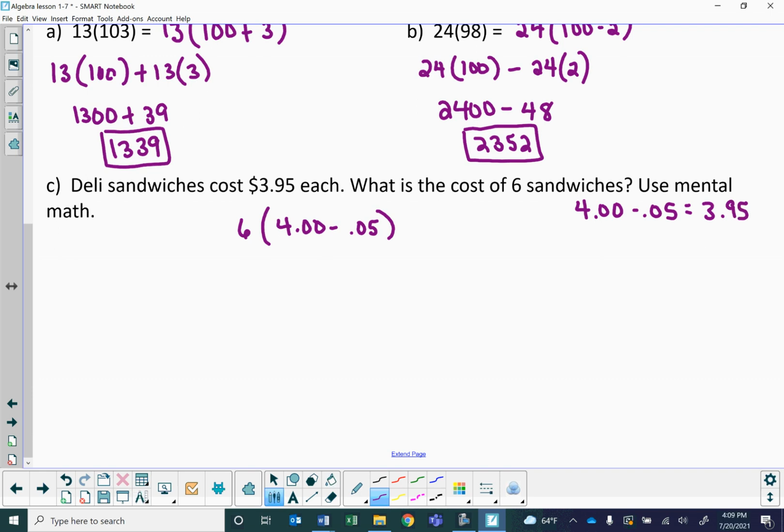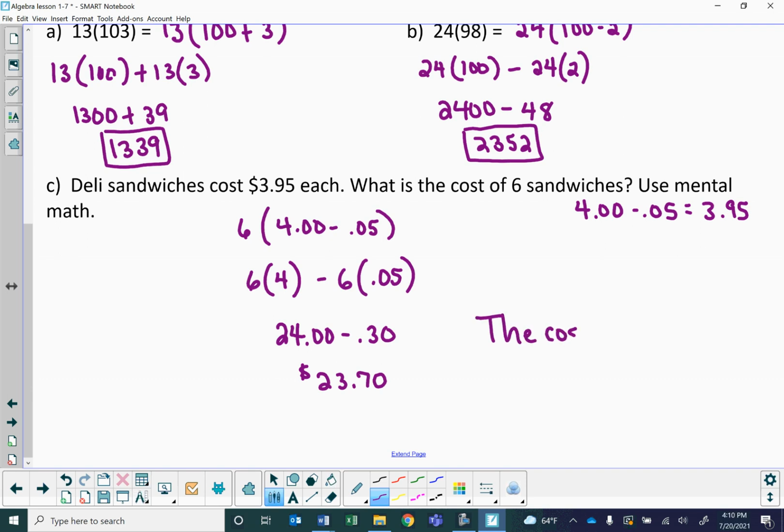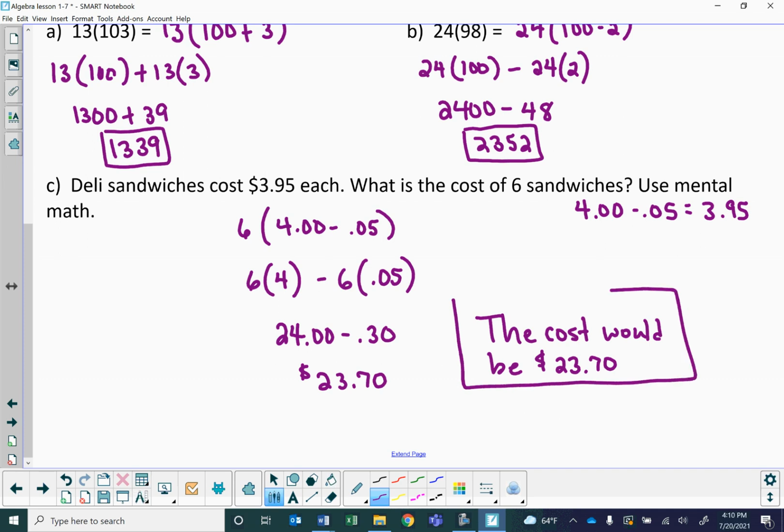So 6 times 4 minus 6 times 0.05. So 6 times 4 is $24. And 6 times 5 cents is 30 cents. Okay, so $24 minus 30 cents is $23.70. Okay, so the cost would be $23.70. Remember, all word problems should always be written in a complete sentence to finish it.